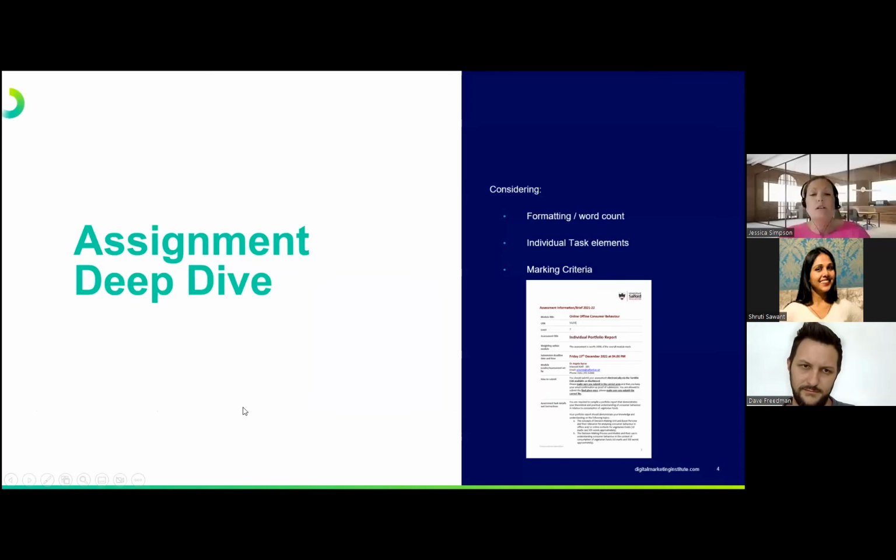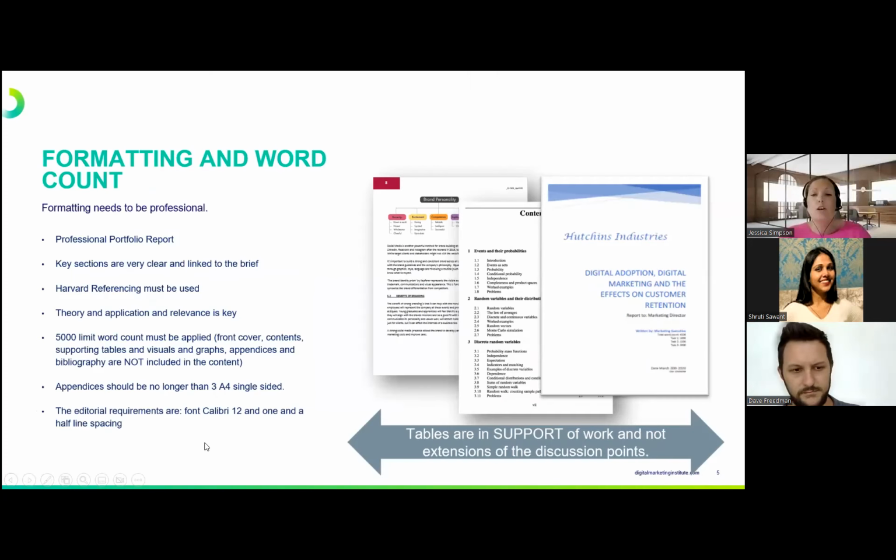So basically, the assignment is a brief, and in the brief there is quite a lot of information, such as formatting. The individual task elements are on there as well, and there's also a section at the back for marking criteria. But before we get into that, I just want to talk a little bit about format. This might be the first time you've done this. It is a portfolio, and that does mean a professional standard.